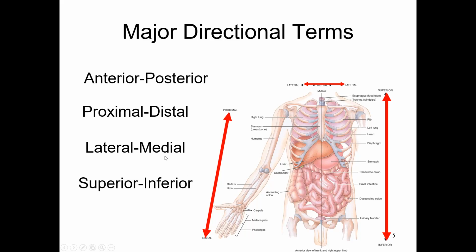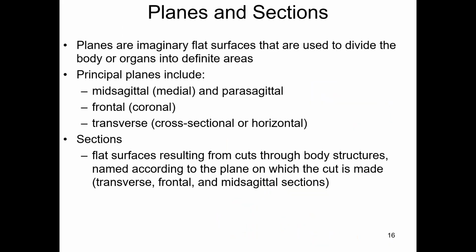We also have the lateral and medial directional terms. These are measured out from the midline of the body. Using these medial and lateral terms, we can say that the lungs are lateral to the heart. The lungs are further away from the midline than the heart is. These terms are used extensively in your textbook and lab manual, and we will be practicing these in the lab.